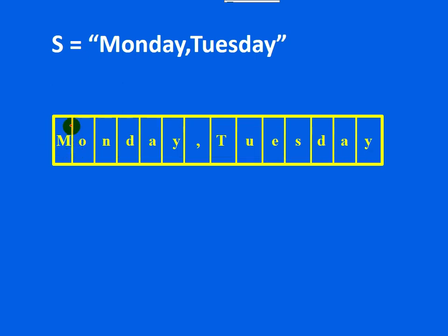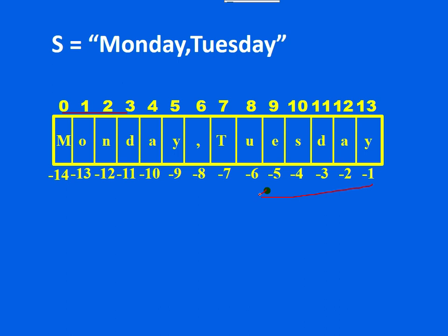You know that forward indexing is there, backward indexing is there. Now suppose you want to replace this comma with a space. For the first character the index is 0, or s of 0 will give you the first character of the string. So if I write s of 0, you get capital M. Similarly, if I write s of 6, you get the character comma.